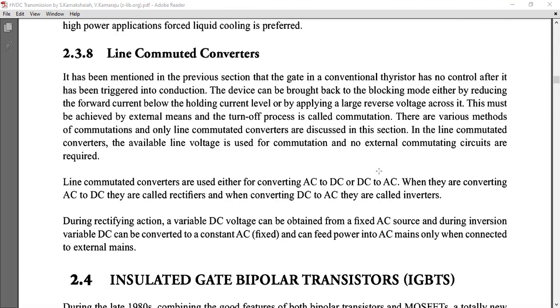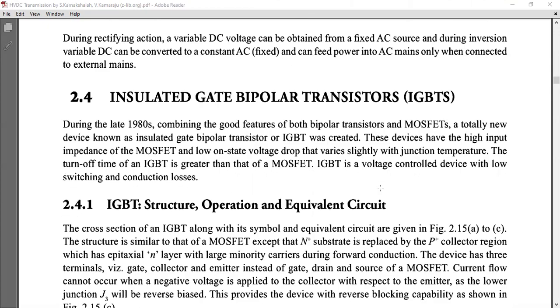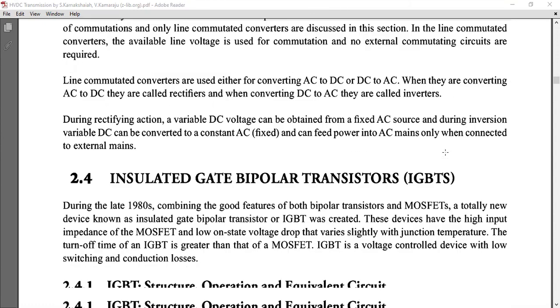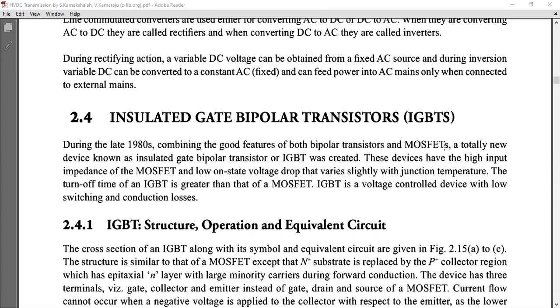And next, line commutated converters. These are also used for converting AC to DC or DC to AC. So next one, insulated gate bipolar transistors, IGBTs.